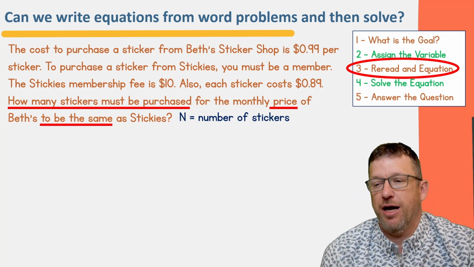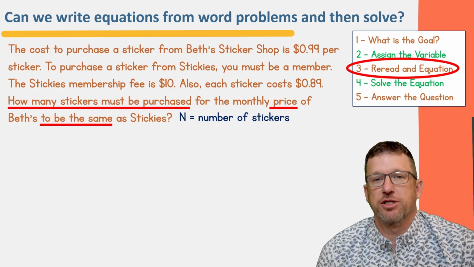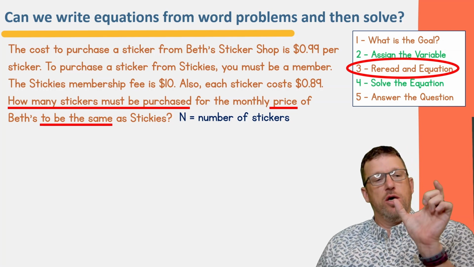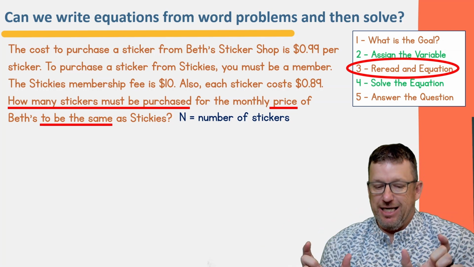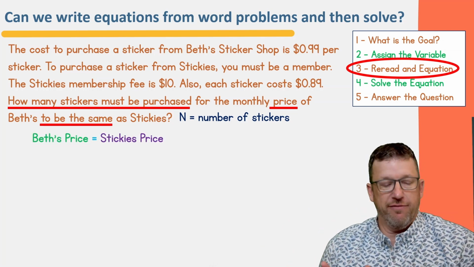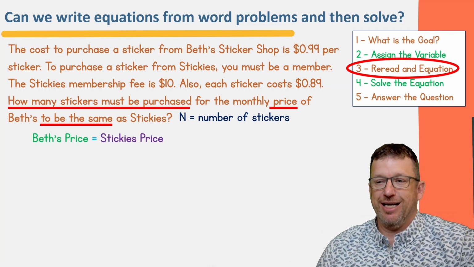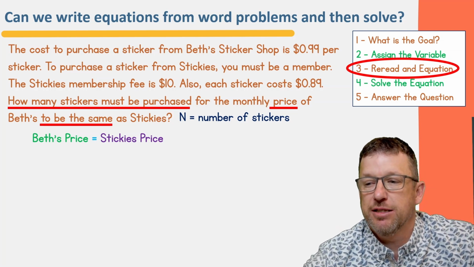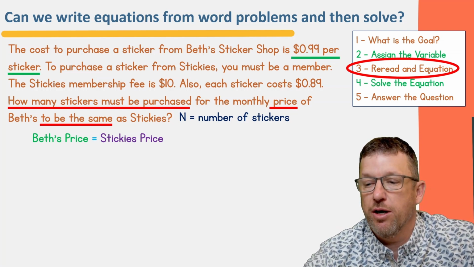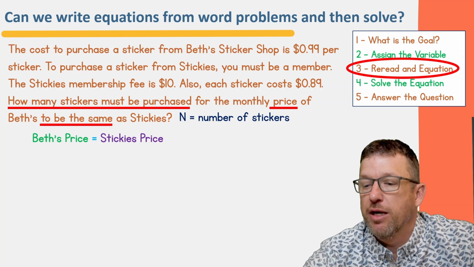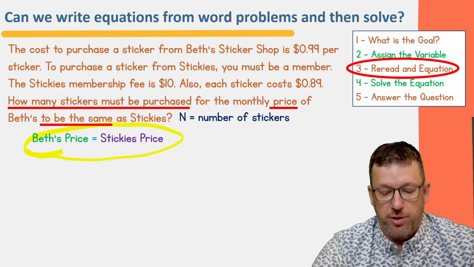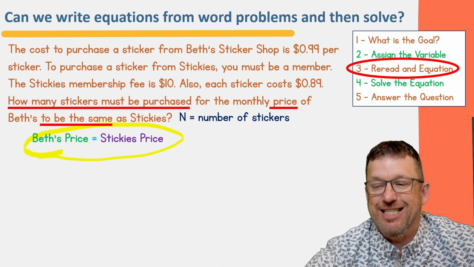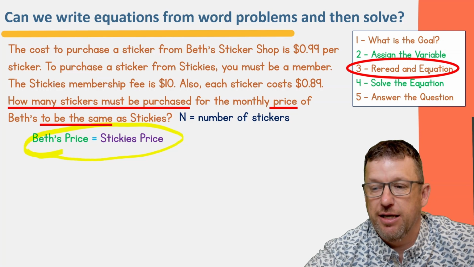All right, so then after we reread it, let's come up with equations. So what are we trying to say? We're trying to say, when will Best's fee be the same as Stickies' fee? All right, so there's our situation. That's our big picture. Very vague. That's not our equation, but this is literally what we are trying to solve. When is Best's price going to be the same as Stickies' price?